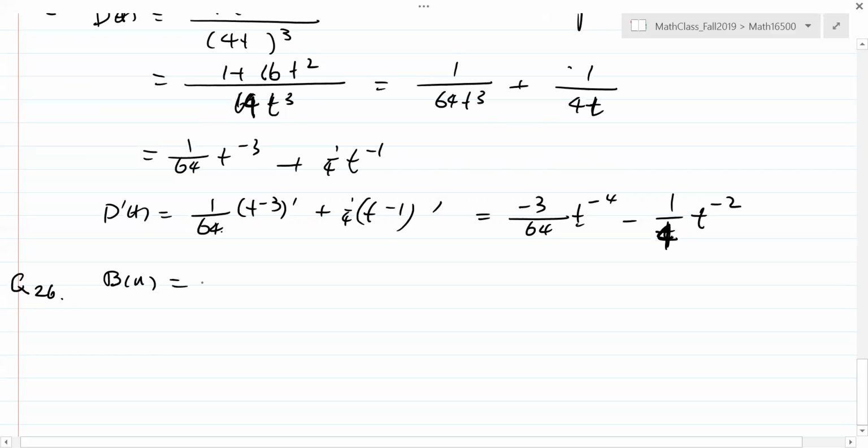So B(u) equals (u cubed plus 1)(2u cubed minus 2u squared minus 4u minus 1). This is a product of two polynomials. I'm pretty sure it's a polynomial again. So you have the options: either you multiply them out and then you find the derivative of the polynomial, or you just apply the product rule to find the derivative. Okay, it's up to you.